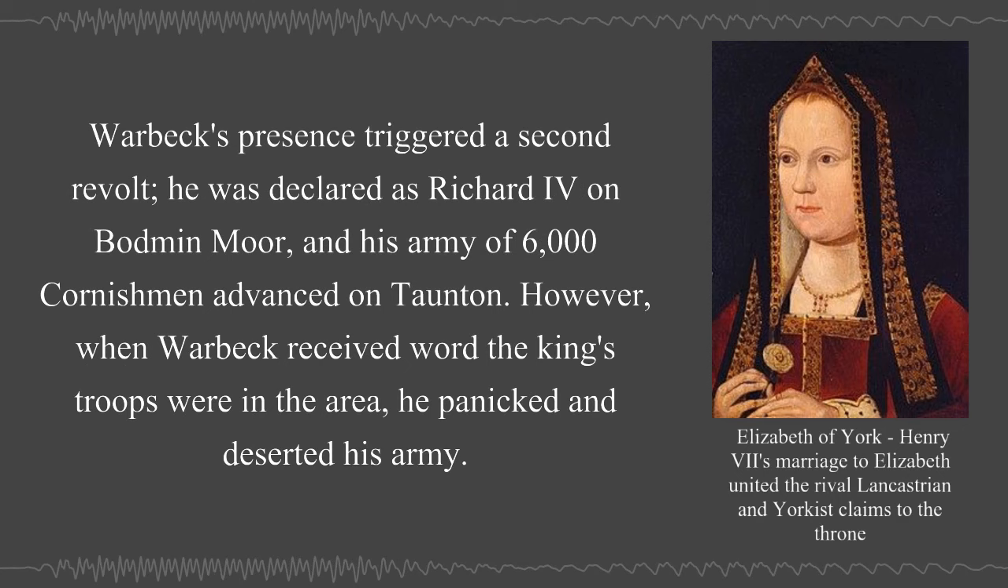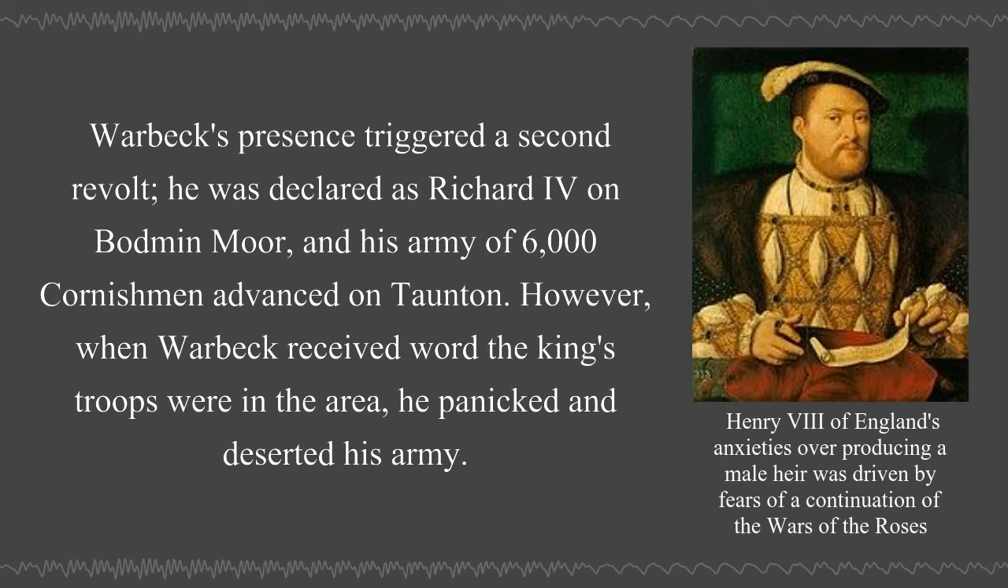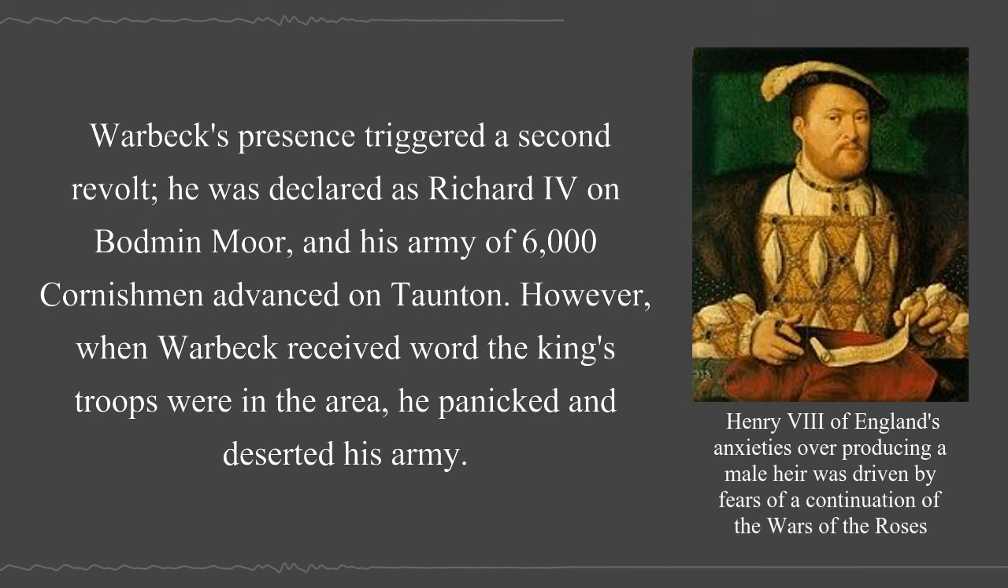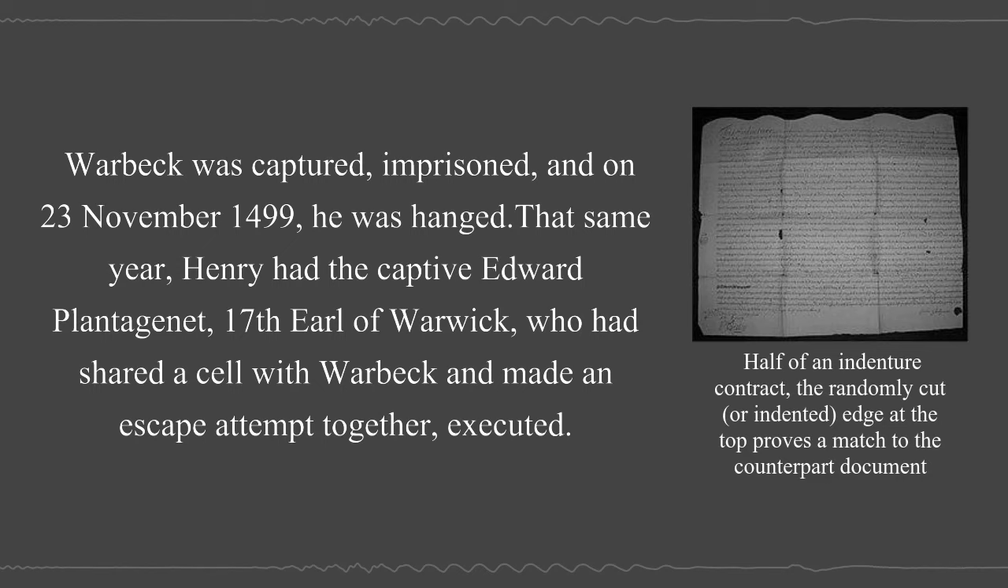He was declared as Richard IV on Bodmin Moor, and his army of 6,000 Cornishmen advanced on Taunton. However, when Warbeck received word the king's troops were in the area, he panicked and deserted his army. Warbeck was captured, imprisoned, and on 23 November 1499 he was hanged.